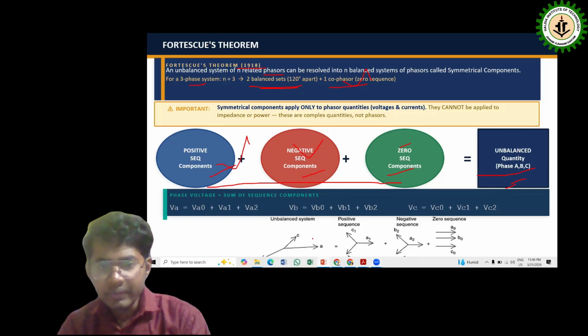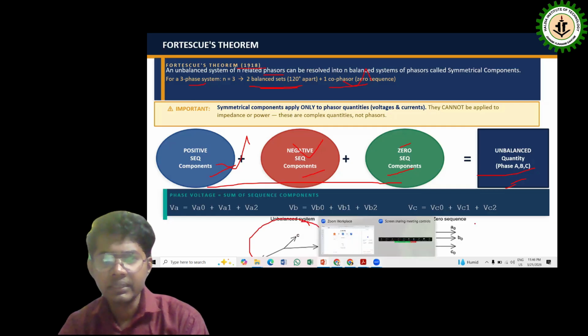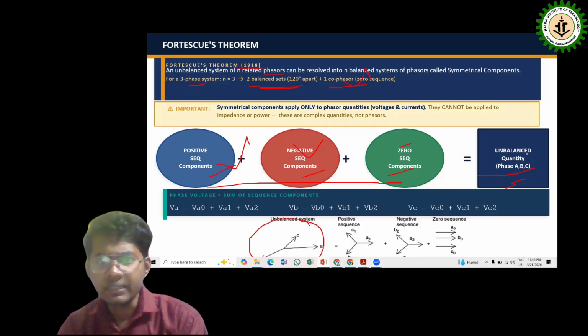So here we can see that this is the unbalanced system phasor. This unbalanced system phasor equals what? Positive sequence phasor, negative sequence phasor, and zero sequence phasor. Positive sequence phasor is denoted by A1, B1, C1. Same way, negative sequence is denoted by A2, B2, C2, and zero sequence A0, B0, C0.